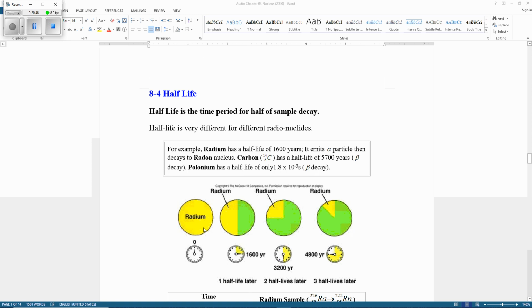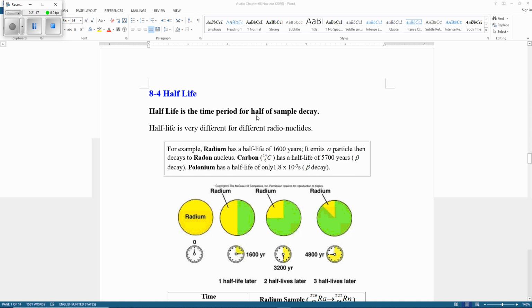Now, the next important concept we study in section 4 is called half-life. What is half-life? The half-life is the time period when half of the sample has decayed. When 50% of the sample has decayed, we call that the half-life. So half-life is the time when the sample is reduced to 50%.